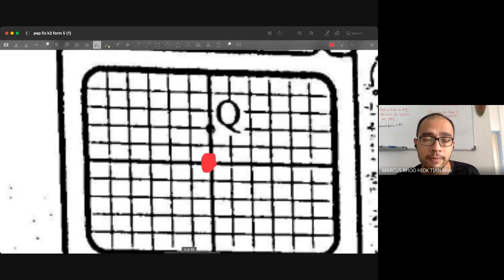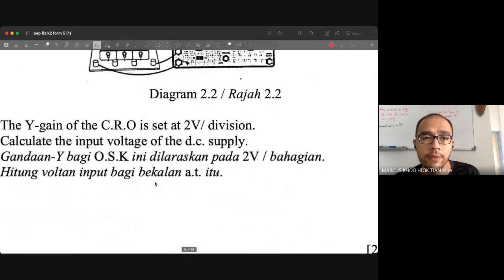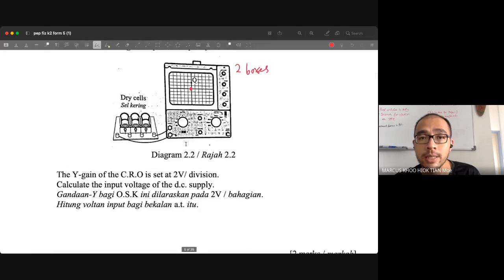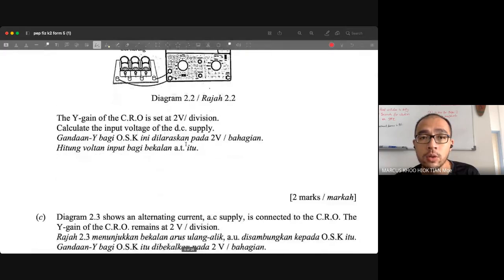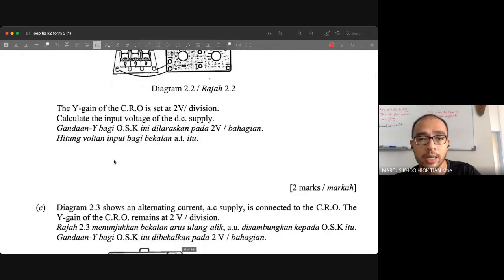Two boxes. Now, the question is: if the Y gain is set at 2 volts per division, it means one box is 2 volts. So what is the voltage of this dry cell? The answer will be 2 times 2 volts, because one box is 2 volts and there are 2 boxes altogether. So the answer is 4 volts. Here one mark, here one mark.